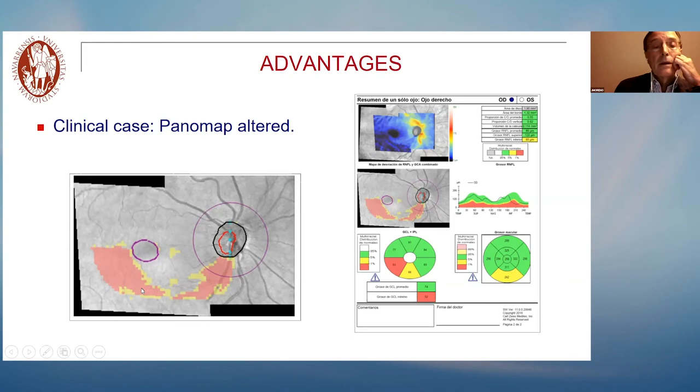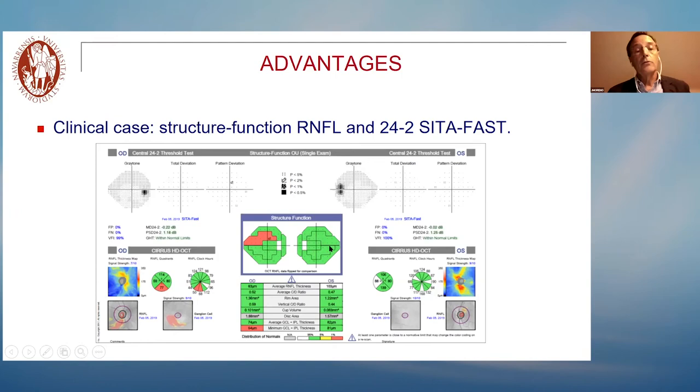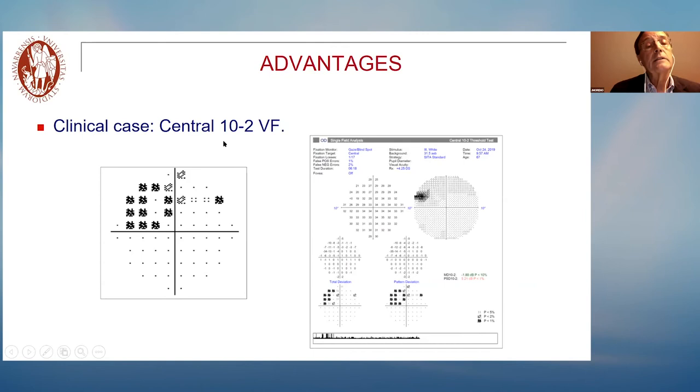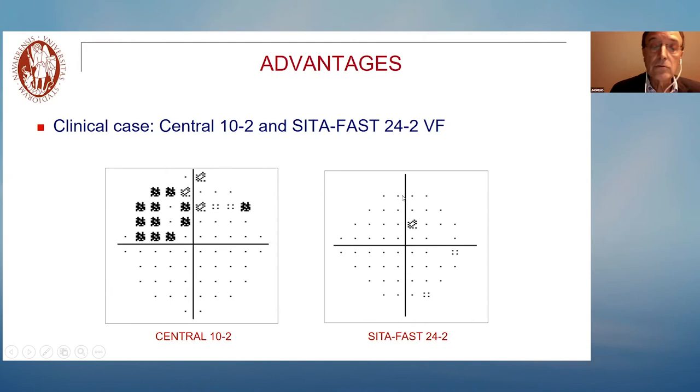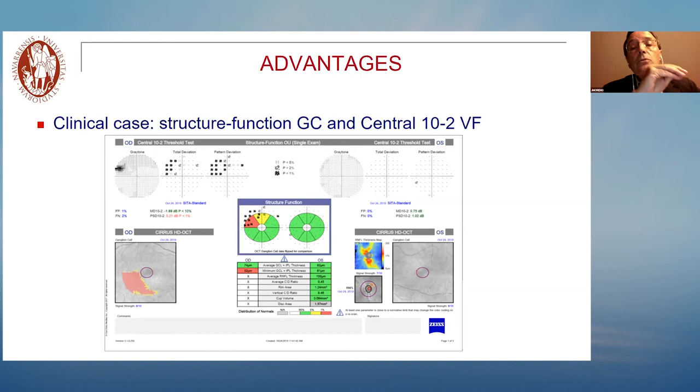But if you analyze with this software the relation between structural and functional analysis, you can see that there is a structural damage without a functional damage. In this case, you can think that you are dealing with a preperimetric glaucoma. But if you perform another visual field, in this case a central 10-2 visual field, you can find a scotoma, a superior scotoma. This scotoma was not found in the 24-2 SITA-Fast. When I analyze this software using the central 10-2 visual field, in this case, the agreement is a strong agreement.